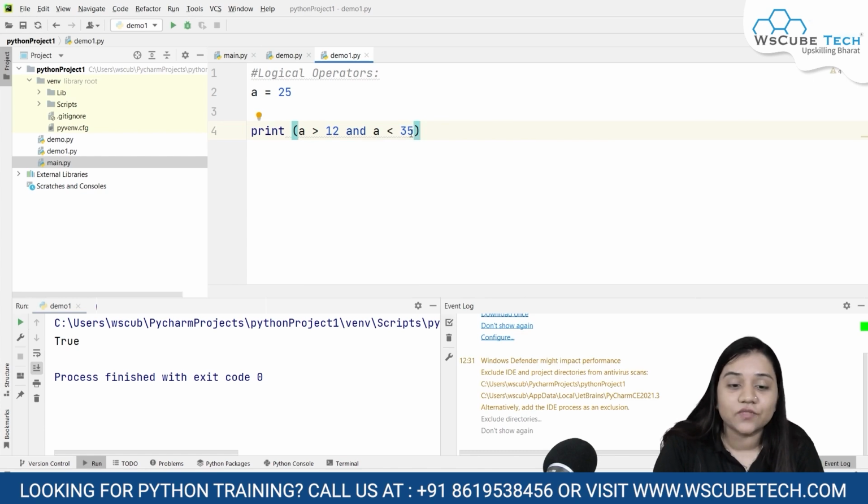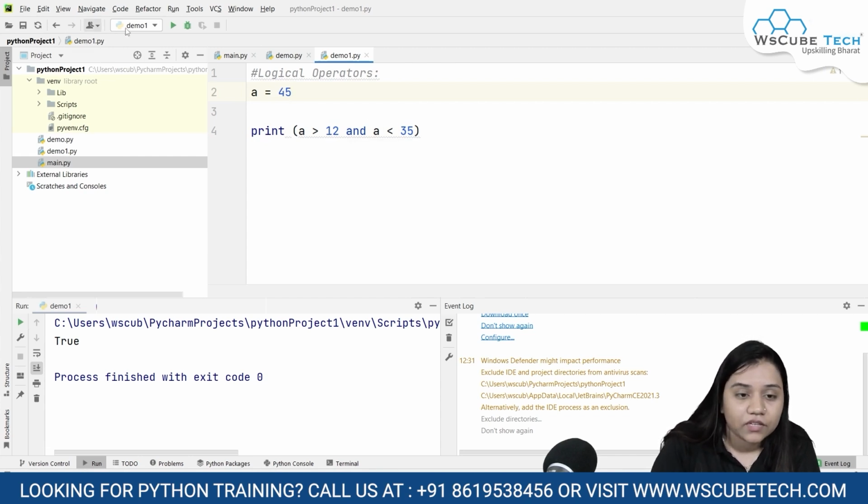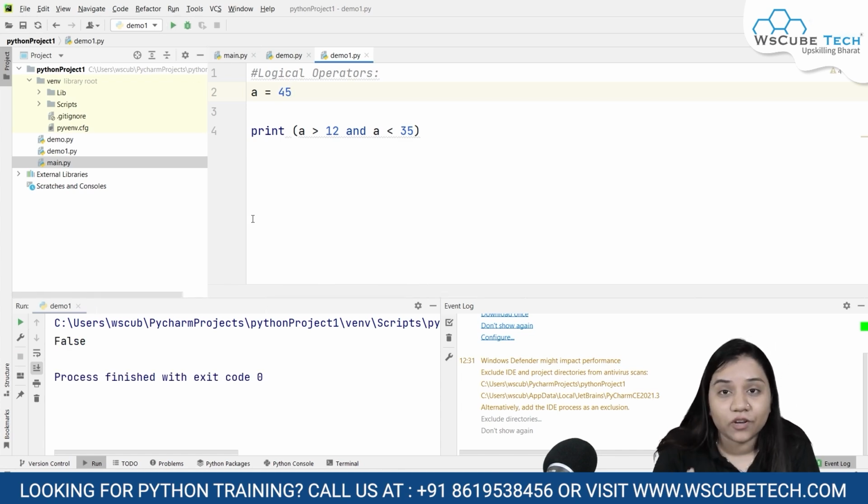Let's consider a case where A is not satisfying one of the conditions. So let's take an example where I am writing 45 over here. So 45 is satisfying that A should be greater than 12, but it is not satisfying that A should be smaller than 35. So let's run and see. It gives us false. So if only one of the conditions is satisfied, then too it will give us false. So AND will only give us true if it satisfies both the conditions.